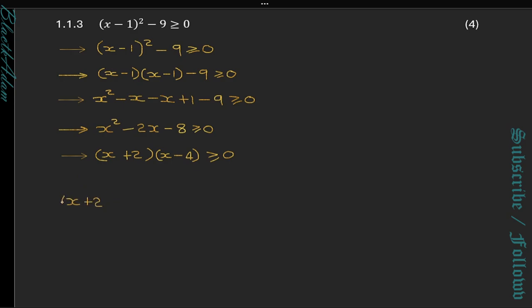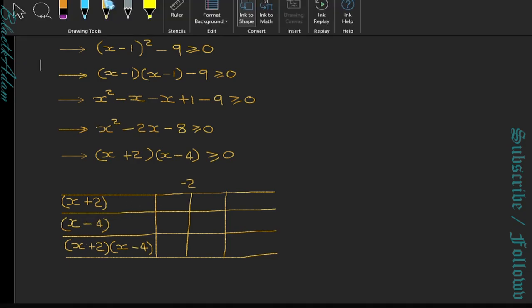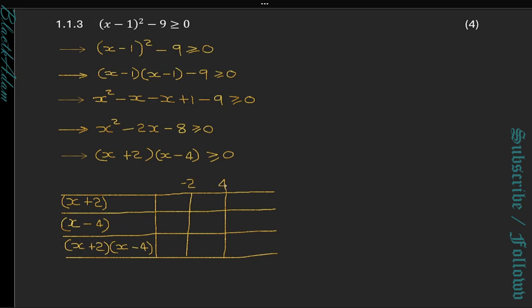So we have to draw a table. It should be in ascending order, so we're going to start with x plus 2, not x minus 4, followed by x minus 4 in that order. Then the product of the two, which is x plus 2 multiplied by x minus 4, in that order again. So we draw the vertical lines. Solving for x, there will be negative 2 there, and that also gives a positive 4.